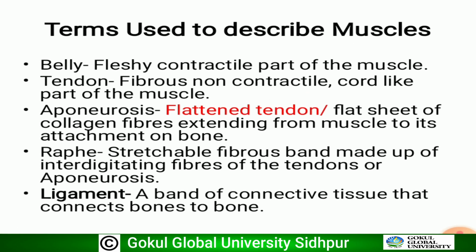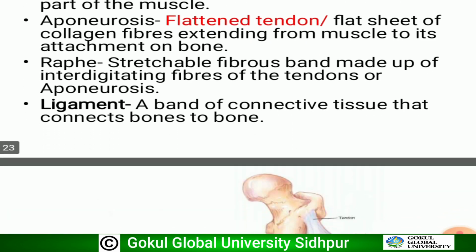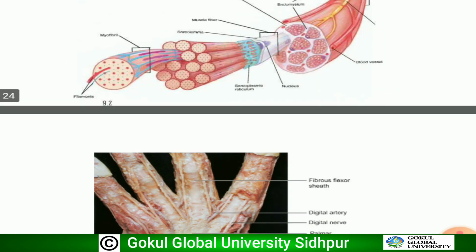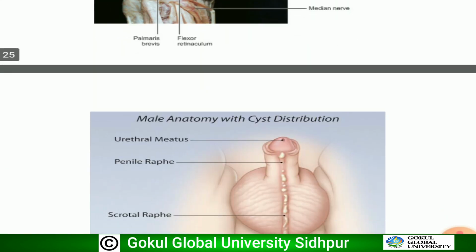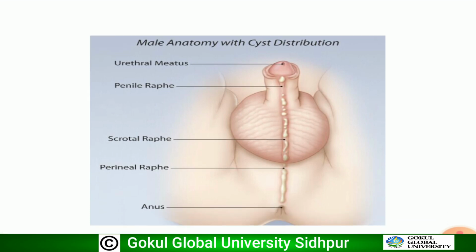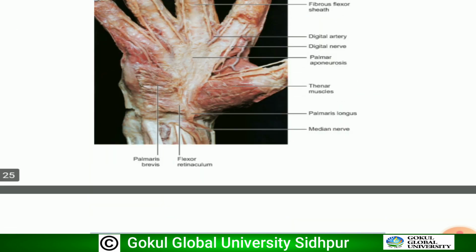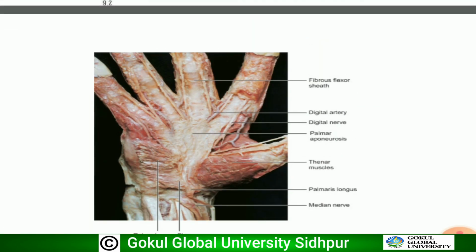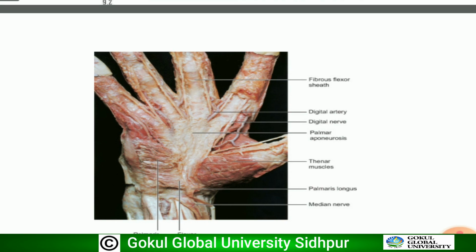Raphe, a stretchable fibrous band made of interdigitating fibers of the tendons or aponeuroses. Perineal raphe, a stretchable fibrous band formed by the interdigitating fibers. In this diagram, fibrous flexor sheath, tendon of palmaris longus.